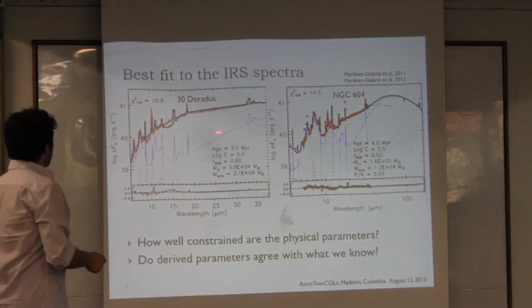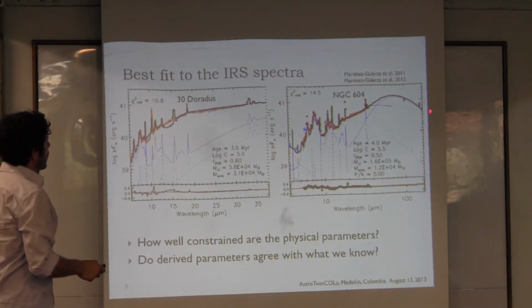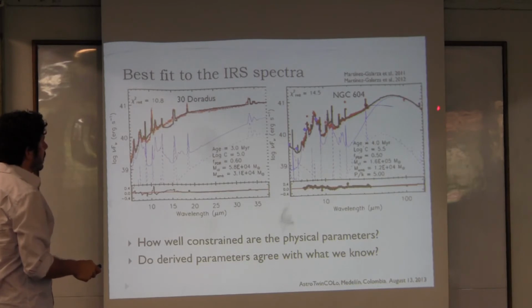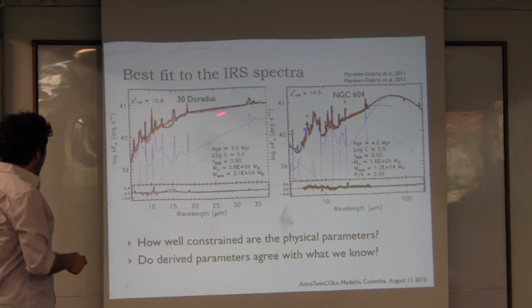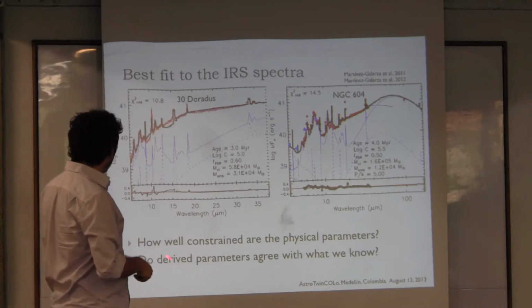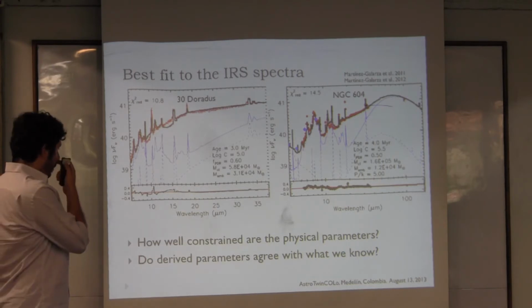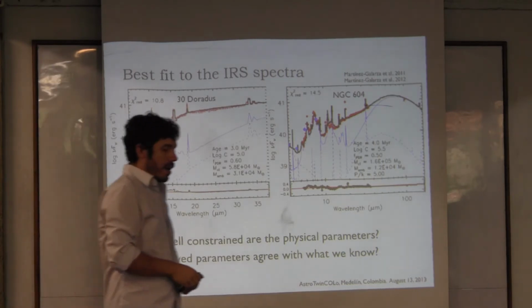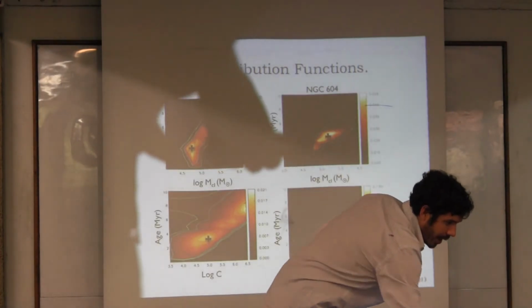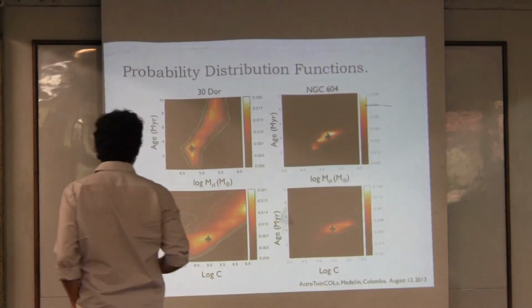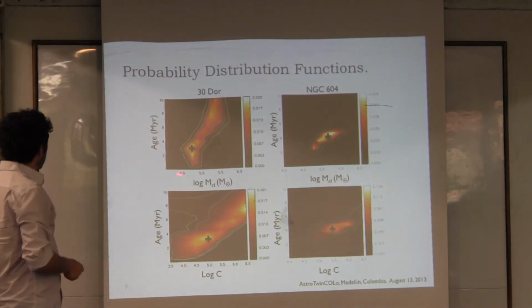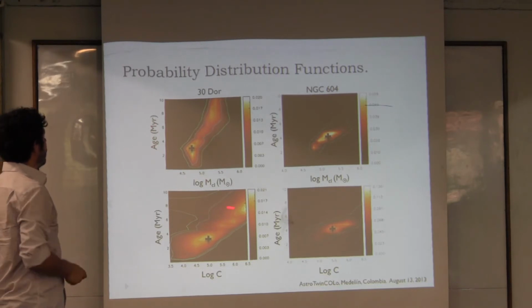And then you can of course get fits to it, and in this case I have also included some of the data from the Herschel telescope. And then we wanted to answer the same question: how well constrained are the physical parameters, and do they agree with what we know about these systems? And actually, you can look at the probability distribution function that we get for these systems, and this is to show you two important things.